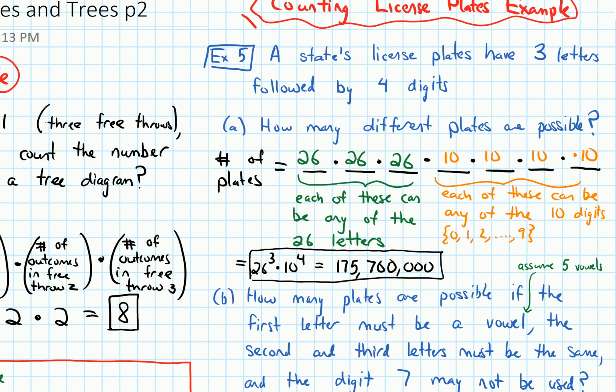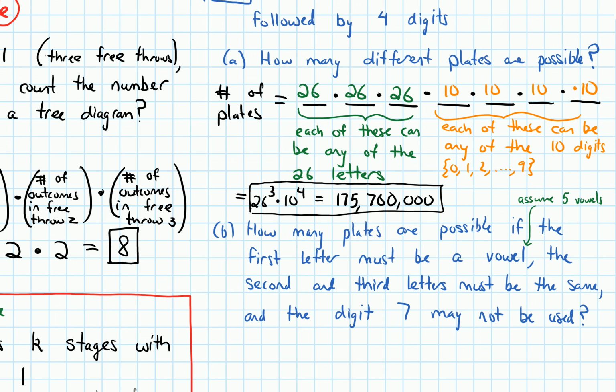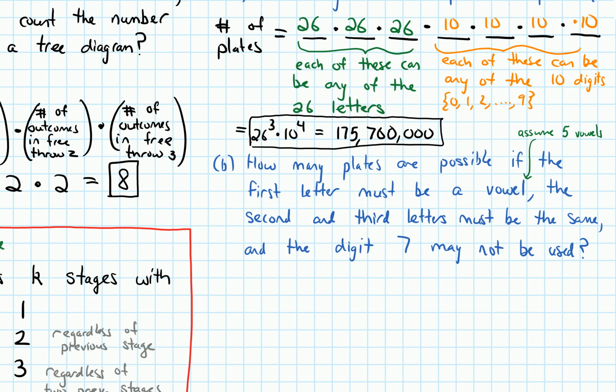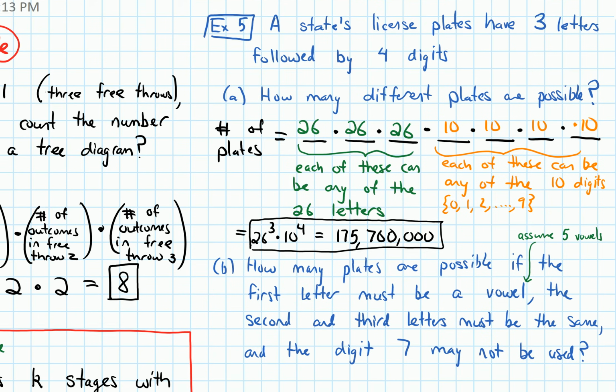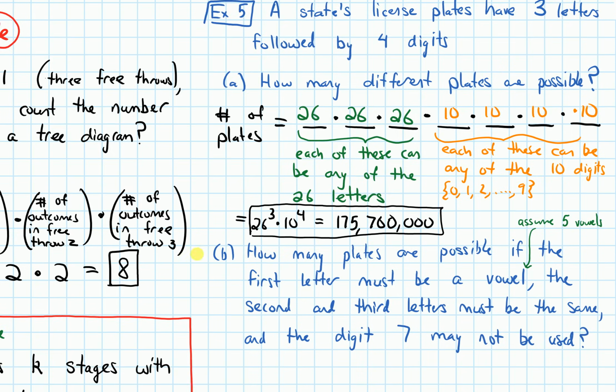Alright, let's look at part B now of this example. It tweaks what it says a little bit. Now this asks how many plates are possible if the first letter must be a vowel, and I'm going to assume that we're just talking about the 5 standard vowels. The second and third letters must be the same, and the digit 7 may not be used. So we're still following these conditions where it says 3 letters followed by 4 digits, but there are just extra conditions now in the problem.